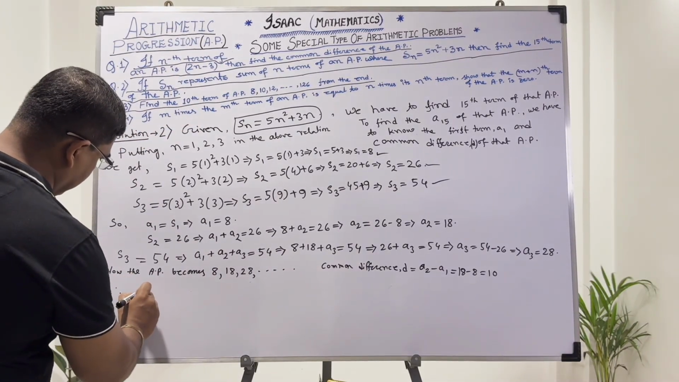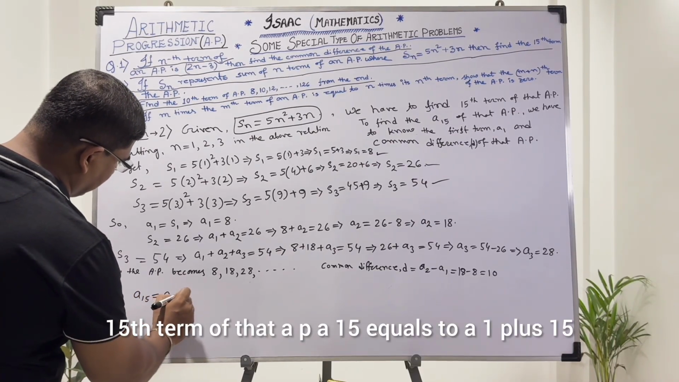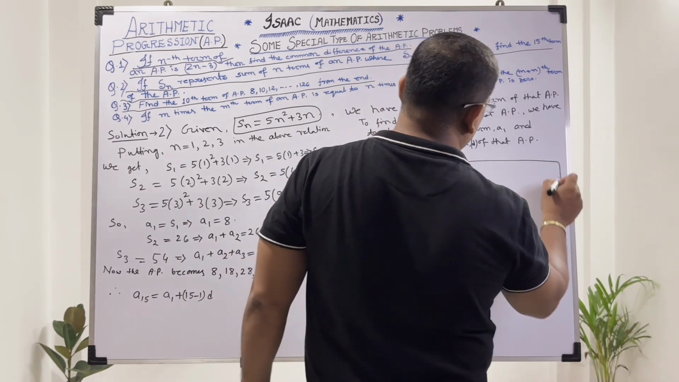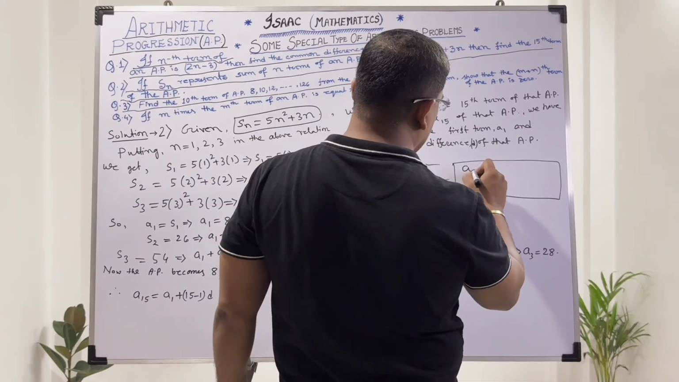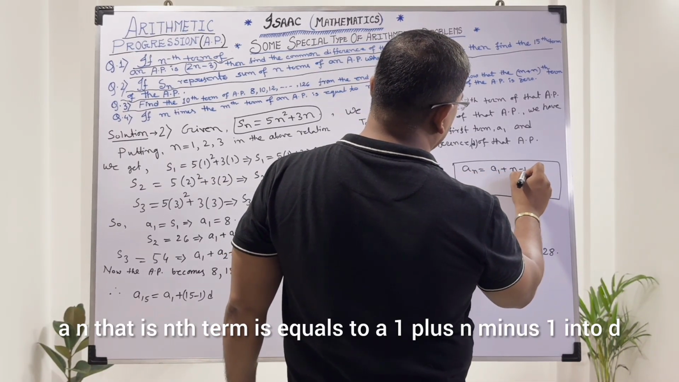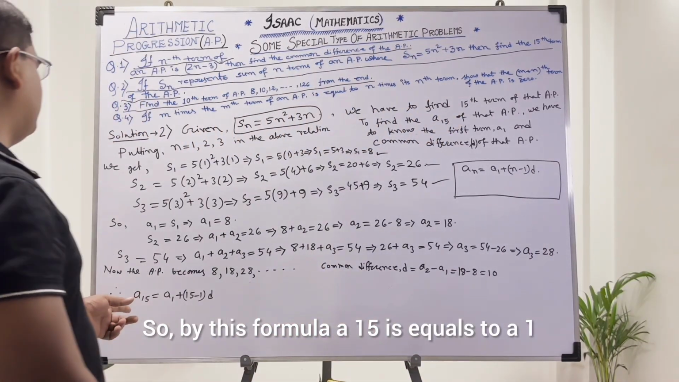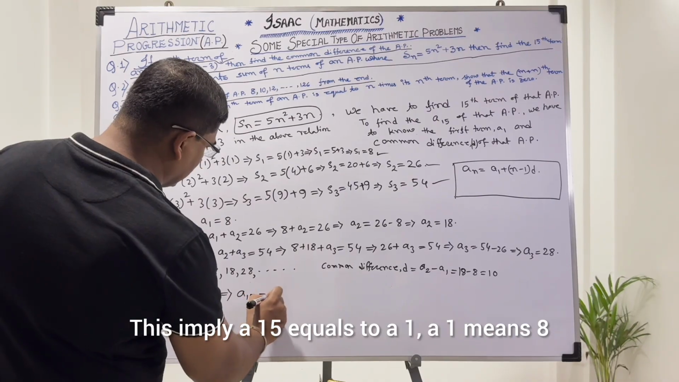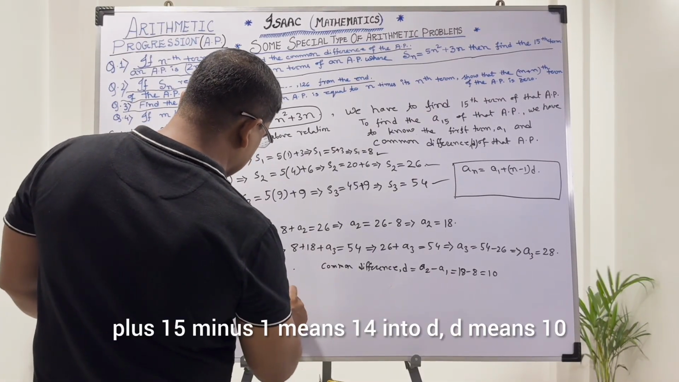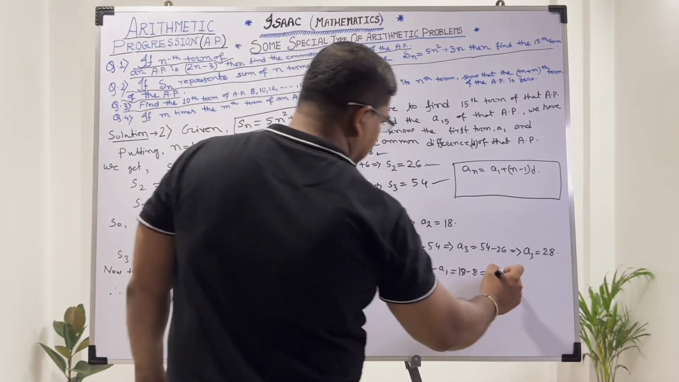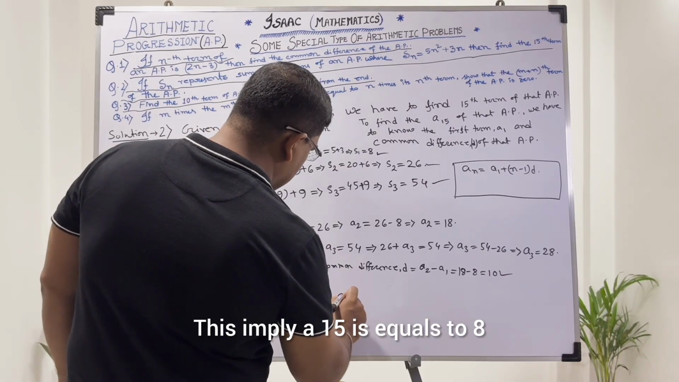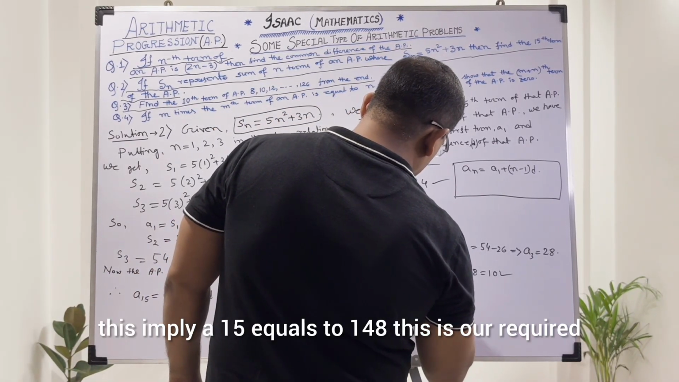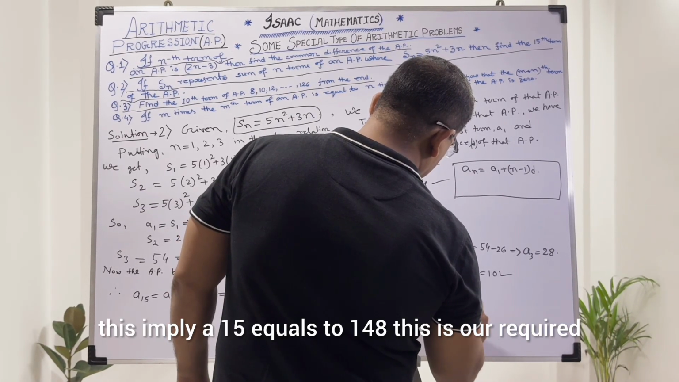So, therefore, 15th term of that AP, A15 equals A1 plus 15 minus 1 into D, by following the general formula. Already we know this general formula: An, that is the nth term, equals A1 plus n minus 1 into D. So by this formula, A15 equals A1 plus 15 minus 1 into D. This implies A15 equals A1, which is 8, plus 15 minus 1, which is 14, into D, which is 10. This implies A15 equals 8 plus 140. This implies A15 equals 148. This is our required value.